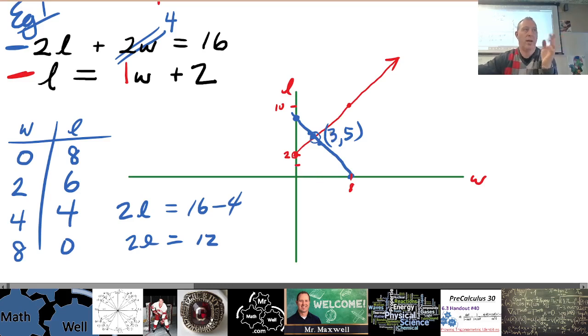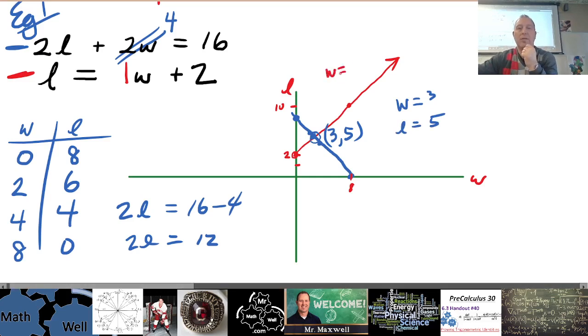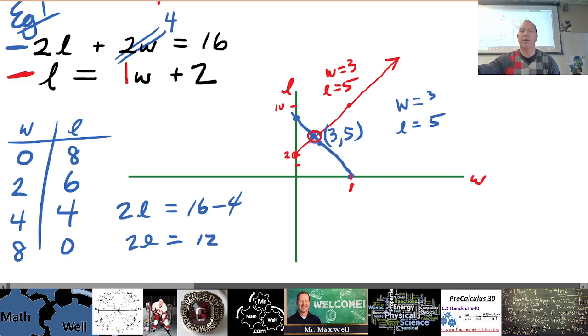Now, double check your line there. But notice what 3, 5 represents in this equation. It's the intersection point. It means W is 3 and L is 5 for the blue line. It also means that W is 3 and L is 5 for the red line. And when we're talking about a solution for a system, we want to look for numbers that satisfy both equations. So the numbers that satisfy both equations are the intersection point values. So width is 3, length is 5.